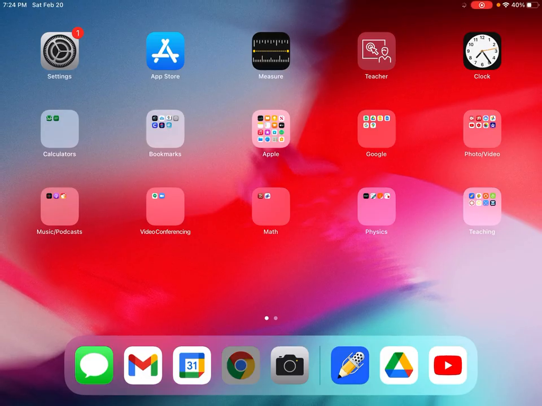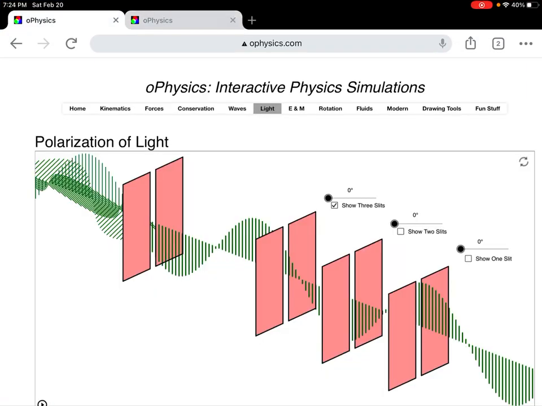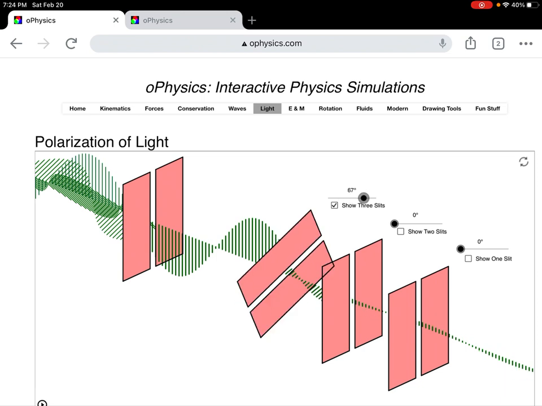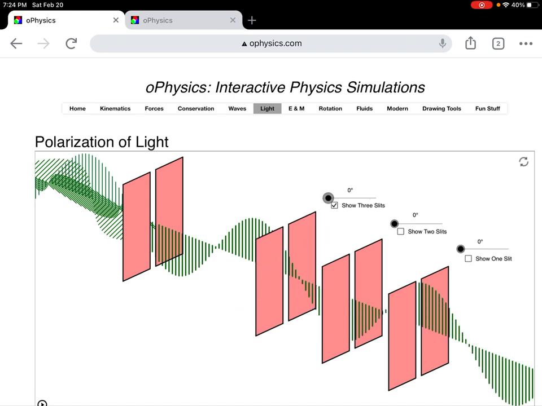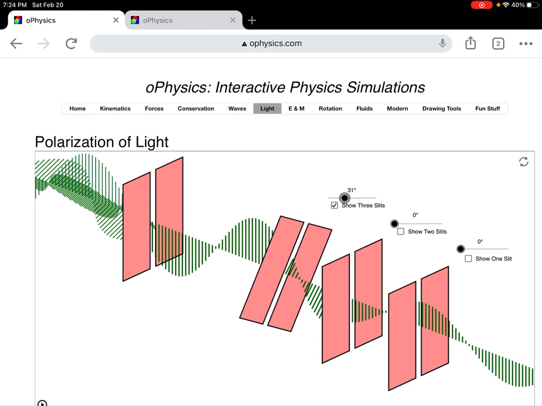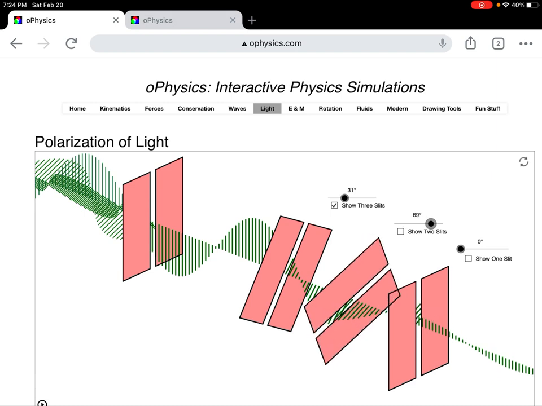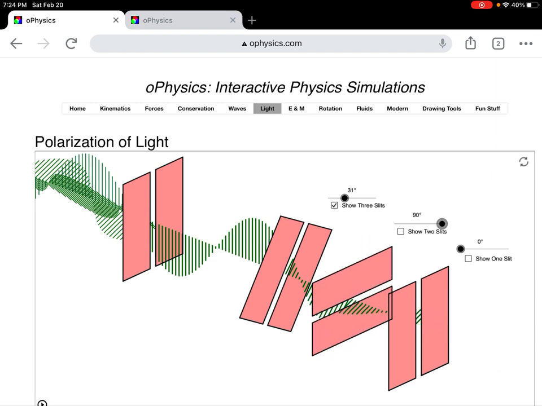Oops, I went to the wrong thing. Here we go. Let me show you a simulation. Here is a simulation of light polarization. So I'm going to rotate this first polarizer, and you can see when I rotate it 90 degrees, all of the light past it is blocked. If I rotate it only partially, then some of the light will indeed get through. If I rotate the next 190 degrees, then all of the light is blocked.